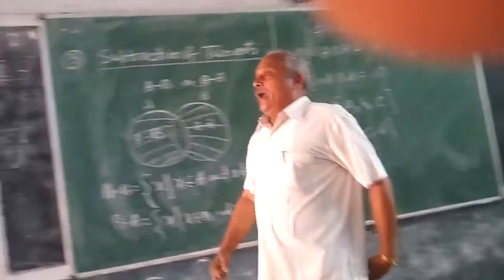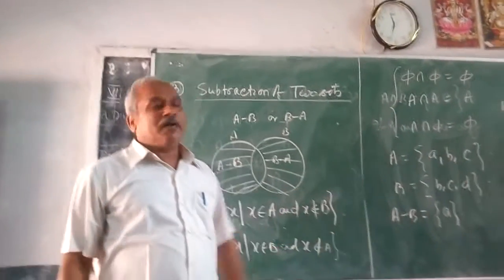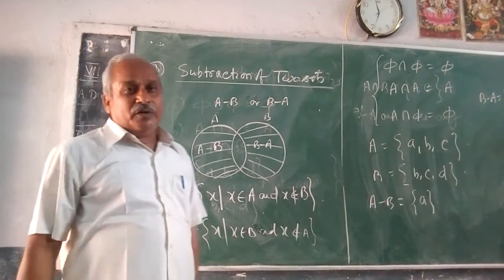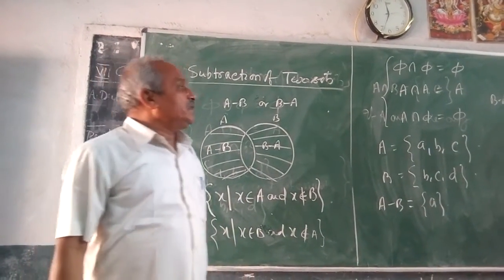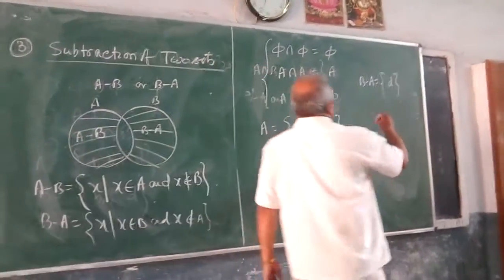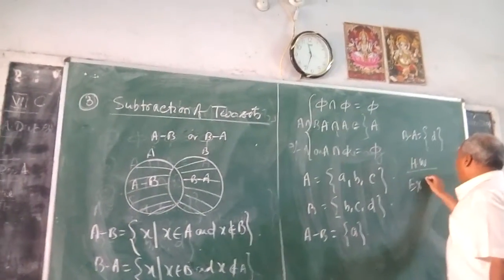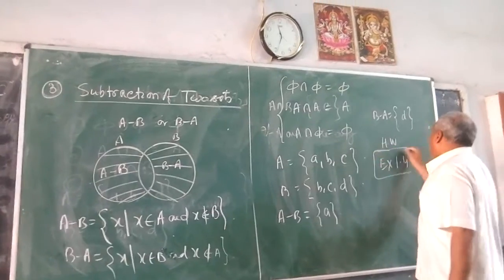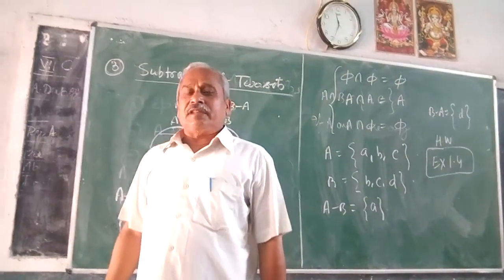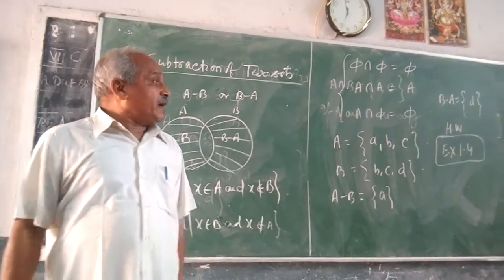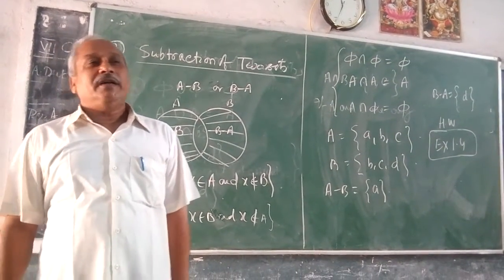Okay? And thus, I hope you might have understood the concept of union, intersection and subtraction. There are several questions in exercise 1.4. Homework: solve all those questions which are related to union, intersection and subtraction. One more thing remains here, complementation and its applications. Tomorrow we will discuss it. Okay? Thank you.